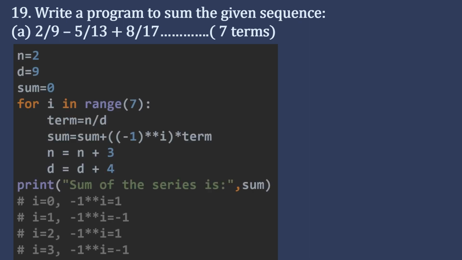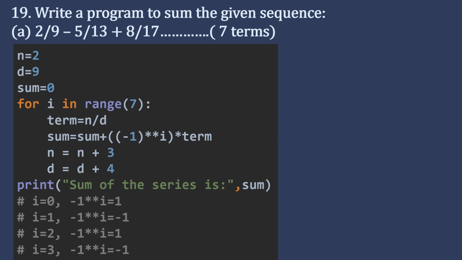But the thing is that the alternate numbers are negative numbers. The first number is positive, next one is negative, then positive. Like this, it will continue. So how to do this? First of all, we have to take the first number, that is 2/9. So we will take two variables, n to store the numerator and d to store the denominator. So n is initialized with 2 and d with 9. And another variable sum is there which is initialized with 0.